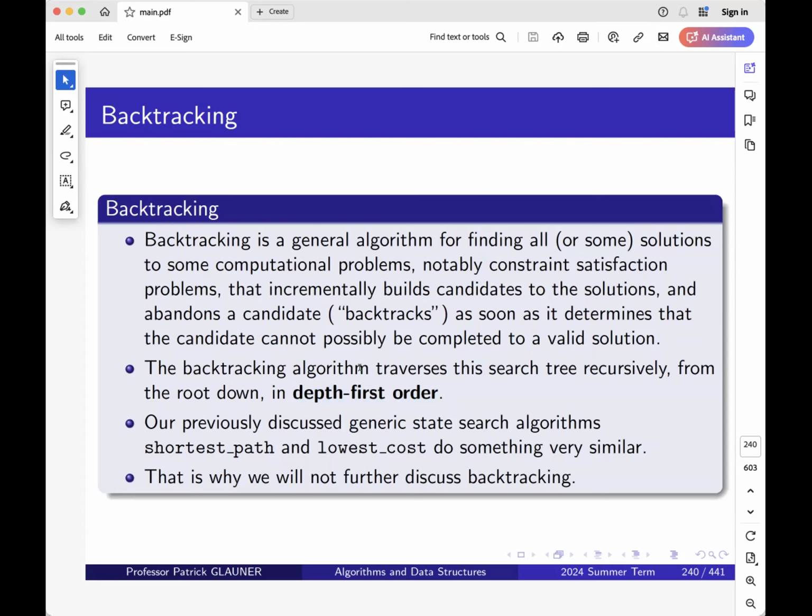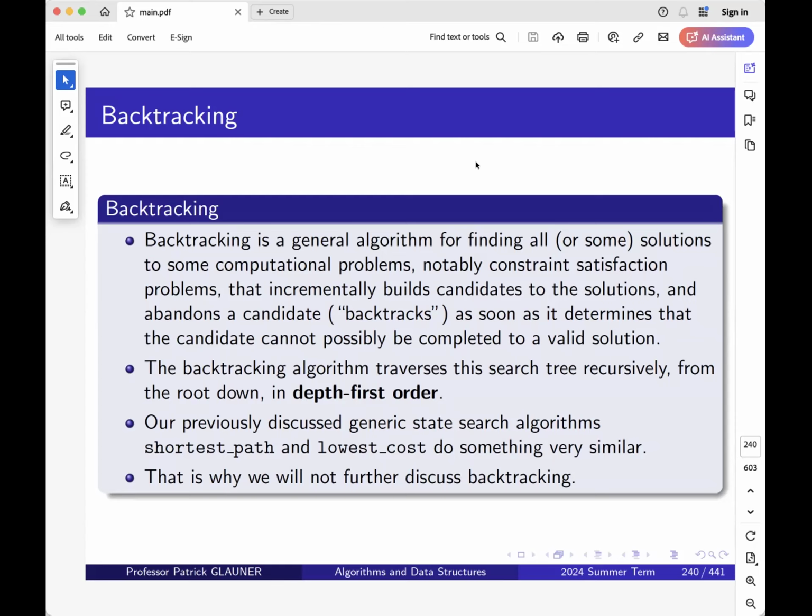I don't discuss the backtracking algorithm here in detail in this course because we have already discussed highly generic state space search algorithms in this course, like this highly generic shortest path and the highly generic lowest cost. And they, in fact, do something quite similar as backtracking. And that's why we'll not further discuss backtracking. Backtracking is a little bit a different approach and typically uses recursion, but our shortest path algorithm and our lowest cost, they do this for us already, so there's no need to discuss this here.